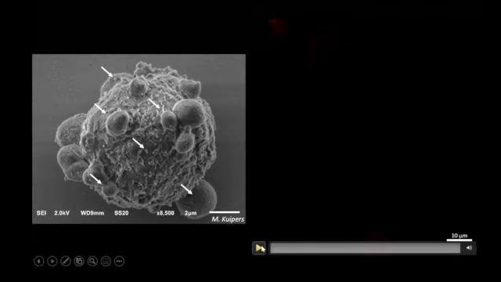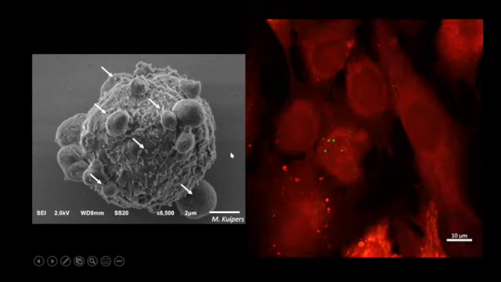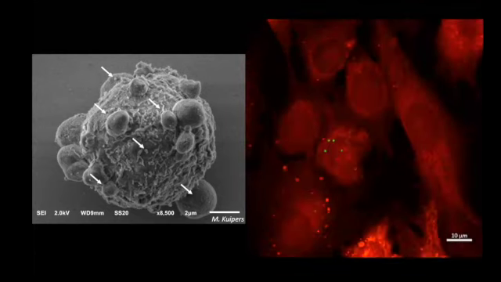And then here on the right, we see a set stack of cells that took up vesicles that are here shown in green. So just to give a little bit of context on the metastasis and the role of different actors, such as tumor vesicles.